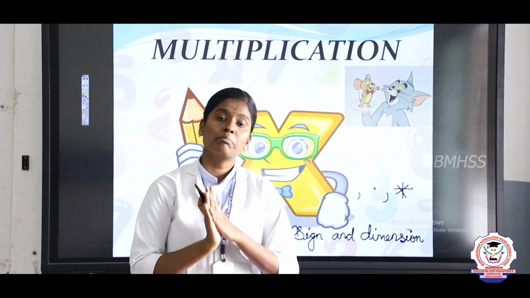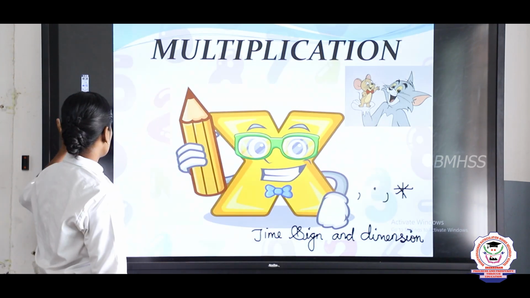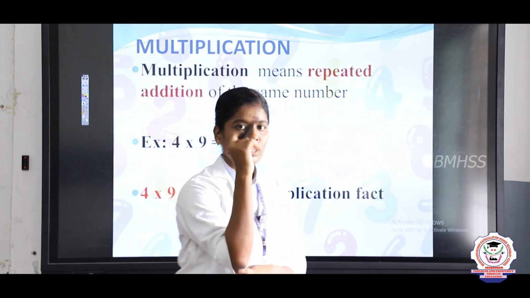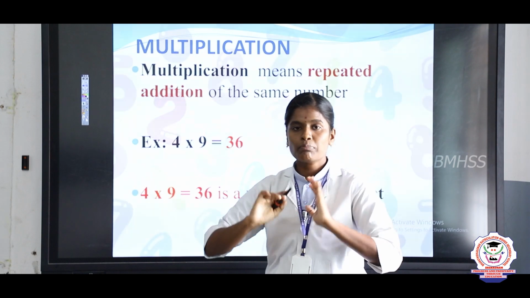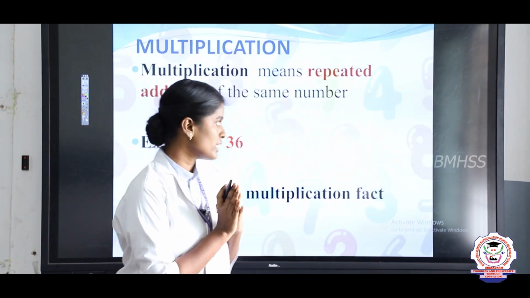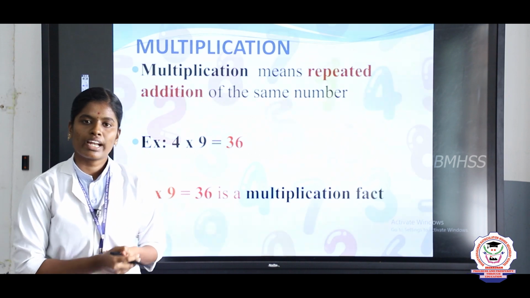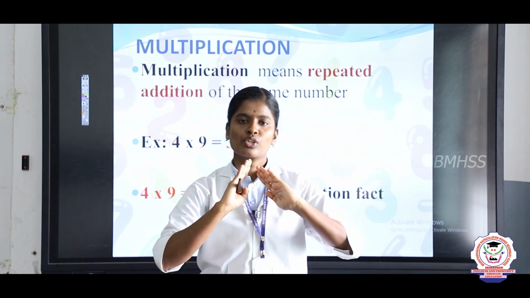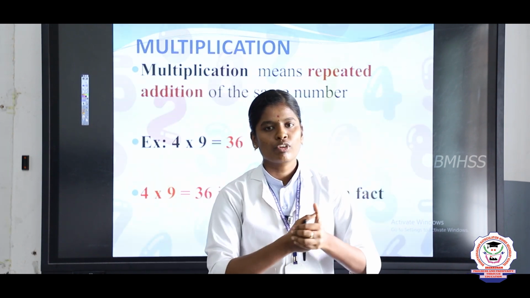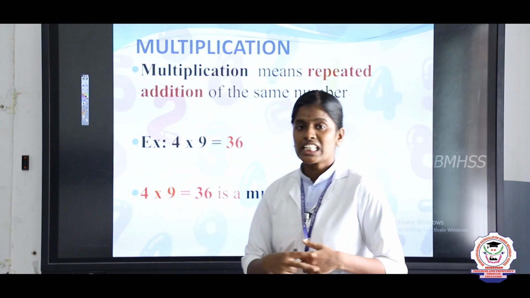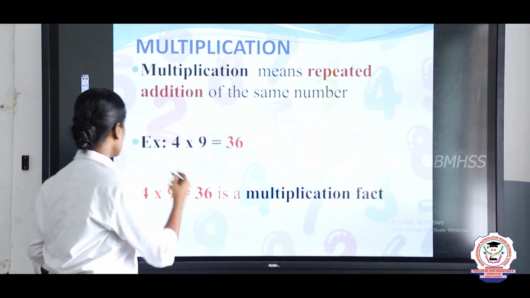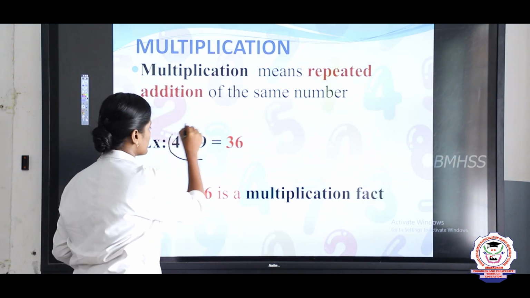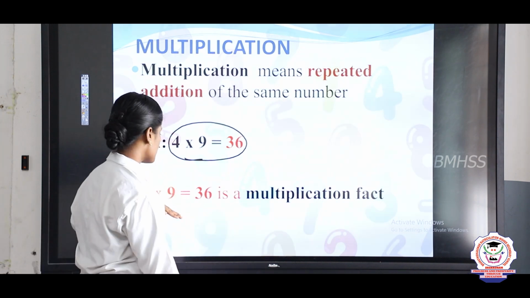Our today's topic is multiplication. First we will see what is meant by multiplication. Multiplication means it is repeated addition. For example, take 4 9s. 4 9s means 4 times 9 or 9 times 4. Take 4 nine times or 9 four times. If you add, you get the answer 36. So, 4 9s are 36.